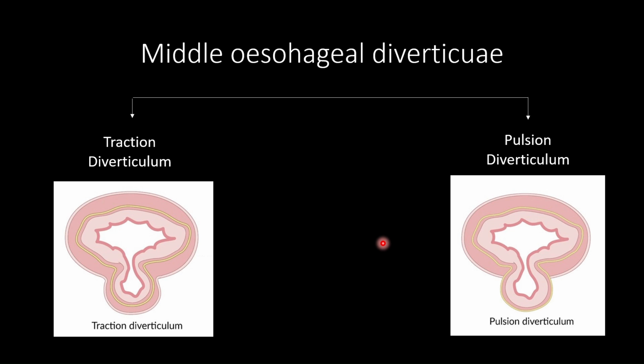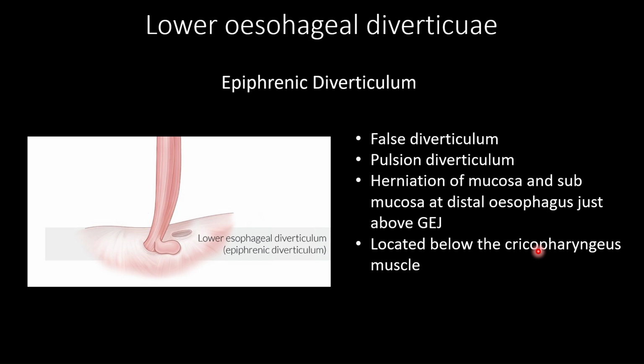Now, pulsion diverticulum occurs secondary to raised intraluminal pressure, like in the Zenker's diverticulum, as well as Killian's. Now, talking about the lower esophageal diverticulae, the important one is the epiphrenic diverticulum. These are also pulsion diverticula occurring in the distal esophagus, arising just above the gastroesophageal junction. More frequently, it occurs on the right side, posterolaterally.